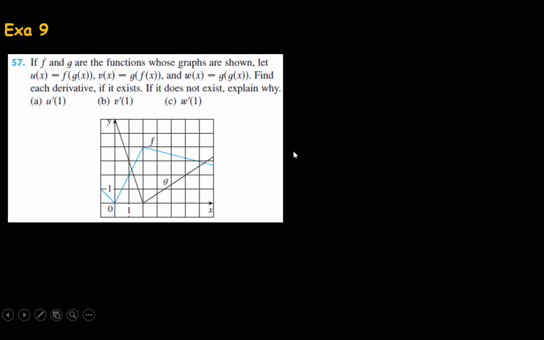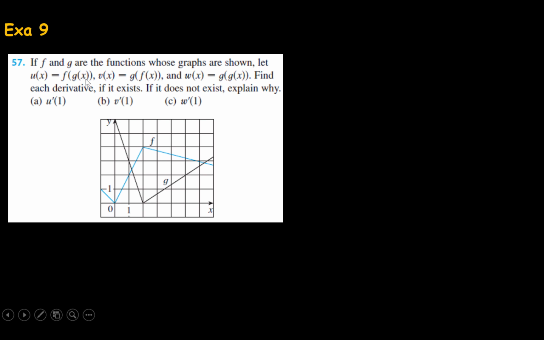Here is an example copied from the book. We have the graph of two functions, f(x) and g(x). And then we form composition functions. U(x) is f composed with g. V(x) is g composed with f. W is g composed with g. We want to find those three derivatives. Well, these are composition functions, therefore we apply the chain rule. Let's do the first one, u prime of 1.